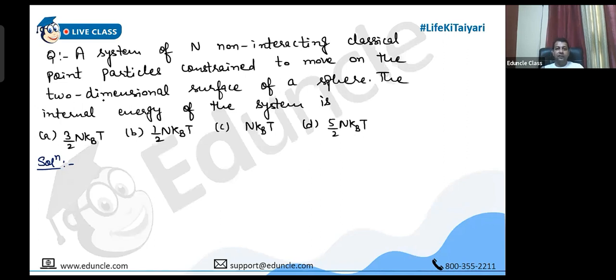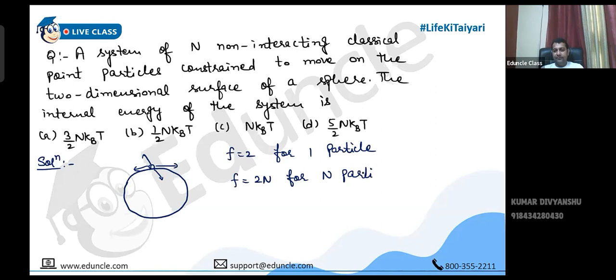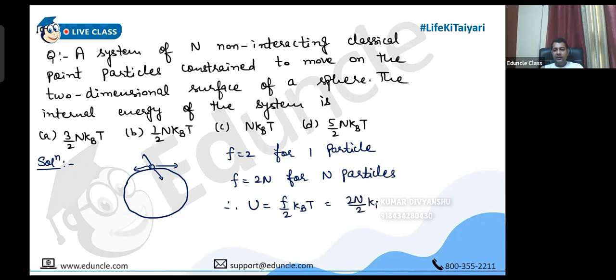Now see, it is 2D. Clearly, it is given as 2D. It means this is a sphere and the particle is moving on the surface. It cannot go down and it cannot go up. So it can either move forward or backward or to the left or to the right. Only 2 degrees of freedom are there. For one particle, 2, and for n particles, 2n. Therefore, U is F by 2 kT, that is 2n by 2 kT, that is n kT. That's it. That was the trick.